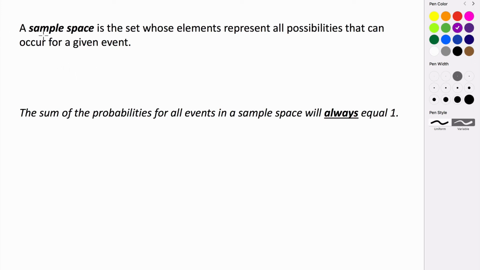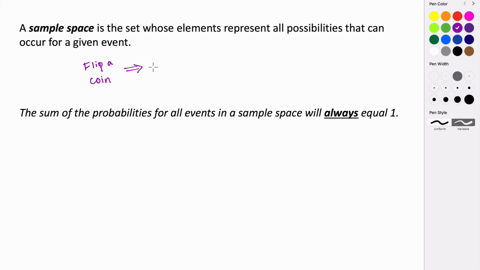Today we're going to talk about something called a sample space. A sample space is just a set whose elements represent all of the possibilities that can occur for a given event. So let's say we're talking about flipping a coin. We want to flip a coin.